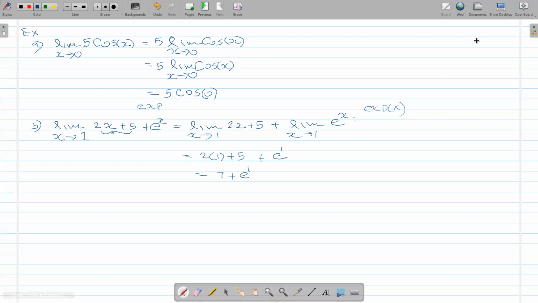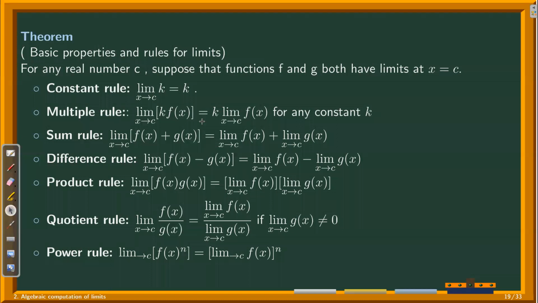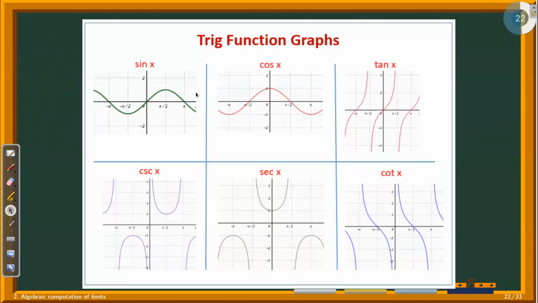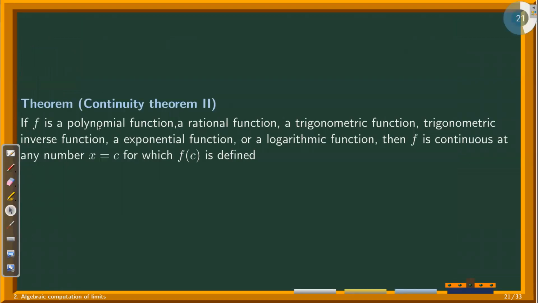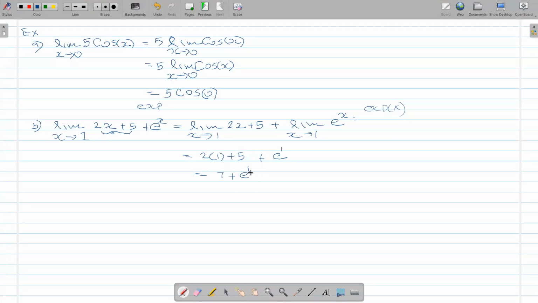So what we do, if it's in this list, we can directly calculate the limit. Otherwise, we have to apply one of these rules. This list contains polynomial and rational functions. You already know, we discussed what a polynomial is. A rational function is a division of two polynomials. Then we have trigonometric functions, inverse trigonometric functions, exponential, and log. So this is an exponential function. You break it down using the sum rule, then you can use the exponential function rule and plug it in.